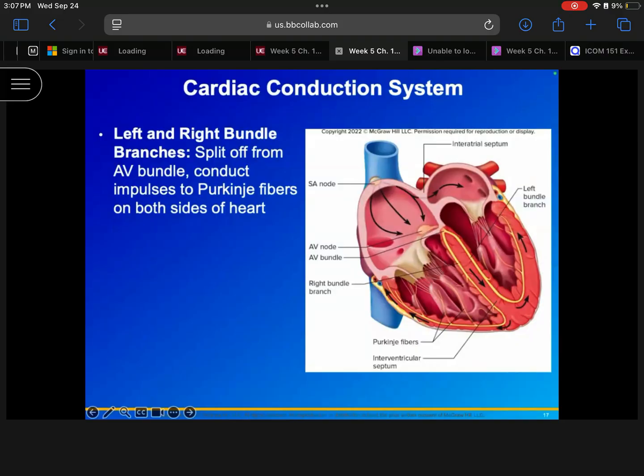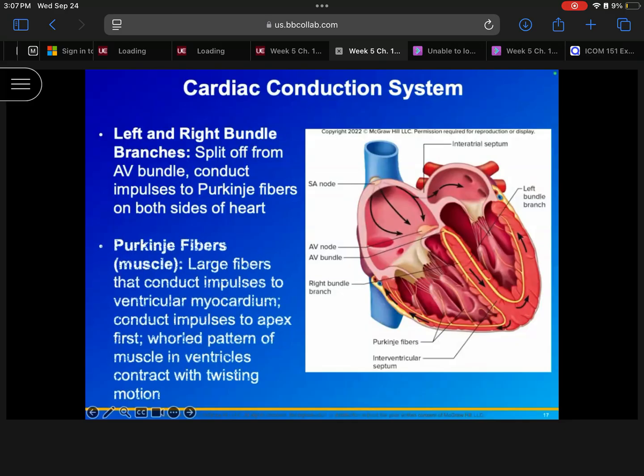So we're going to go all the way around. And then we're going to conduct impulses to what we call Purkinje fibers. And these are large fibers that are going to be conducting impulses to the ventricular myocardium. And they're going to start at the apex down here. So we come down our bundle branches. And then do you see these little yellow squiggles coming up through the papillary muscles and everything? Those are coming up through the myocardium.